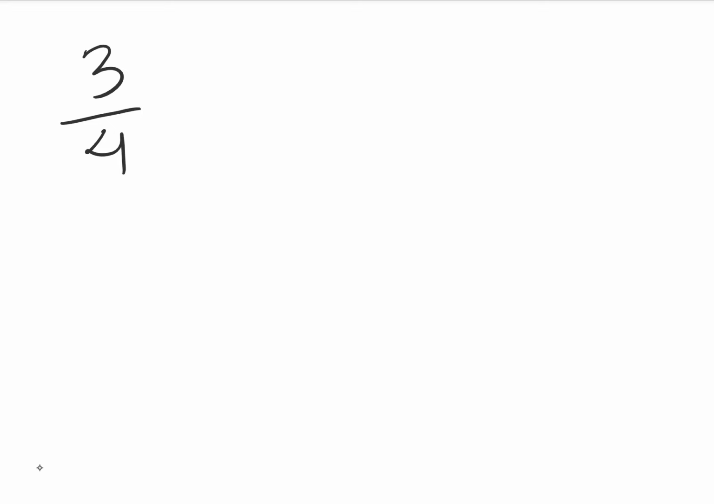I teach my kids that percents are always out of 100. So if we have a 100 as the denominator, we know we need to get from 4 to 100. What we can do is multiply 4 times 25, and that will equal 100 as the denominator.